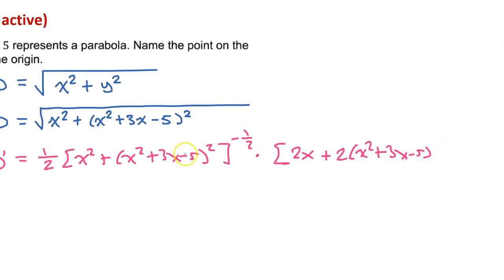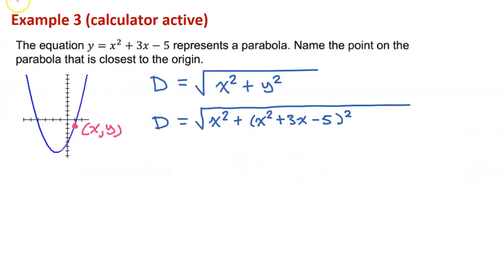But then we have to multiply by the derivative of this inner function. So we will now multiply by 2x plus 3. All of this is d prime. Did I mention this was the long way?